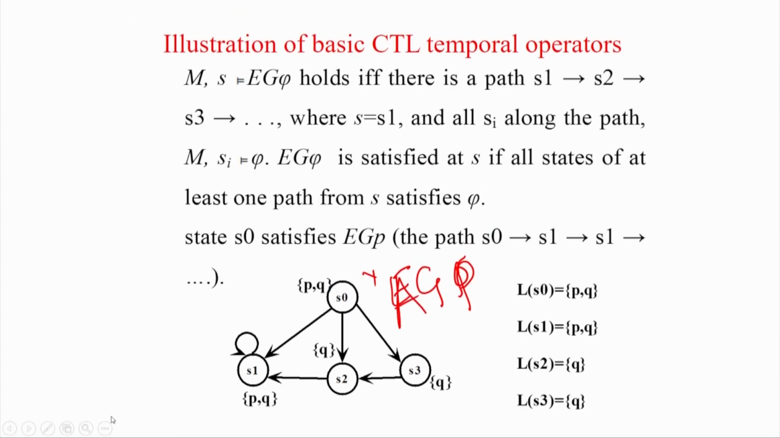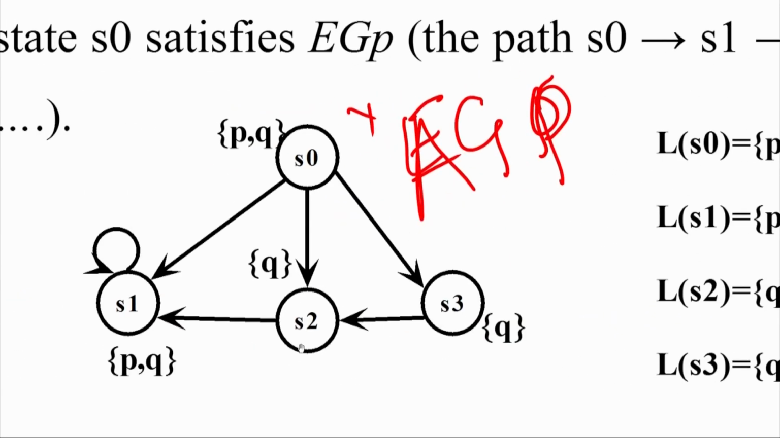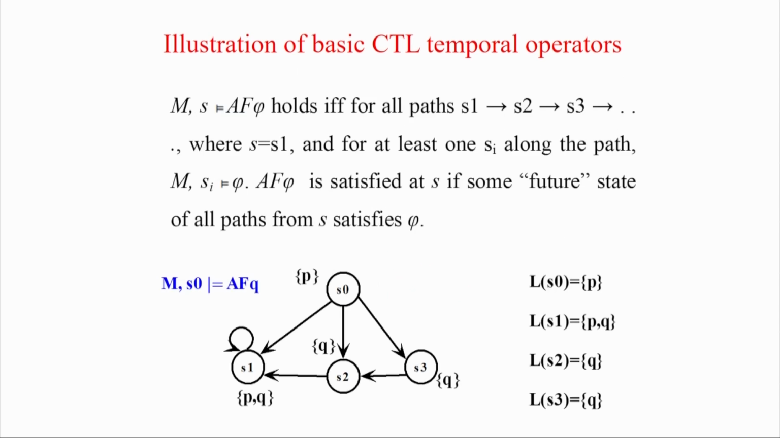If I write AG, what is going to happen? AG means for all paths globally P is true, but there is at least one path, from here to here, where P is not true. So it is really not true. That is how AG P will not be satisfied at S0, but EG P will be satisfied.